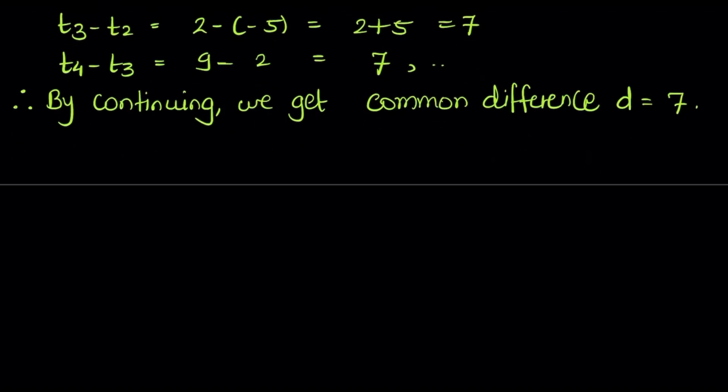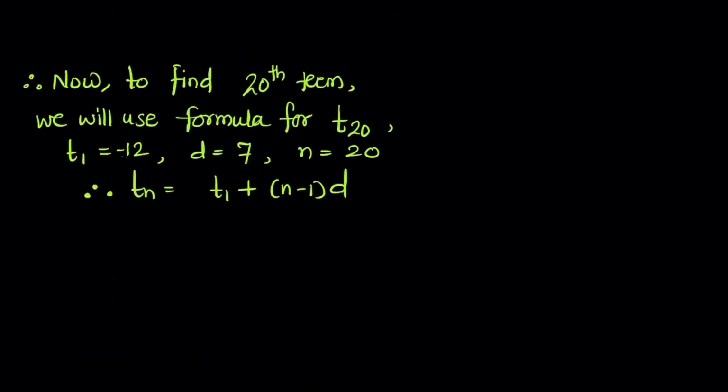Then to find the 20th term, we will use the formula for T20. T1 is minus 12, D is 7, and N is 20. Tn equal to T1 plus (N minus 1)D is the formula. Put down the value of N. The value of N is 20 because we need to find the 20th term.